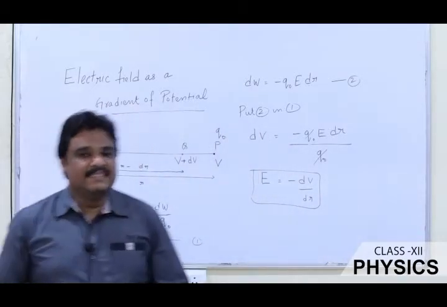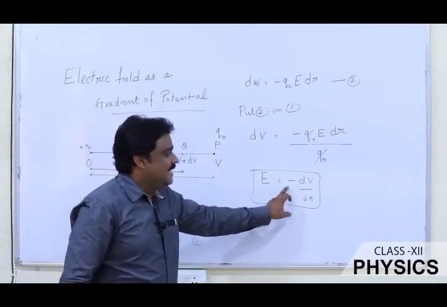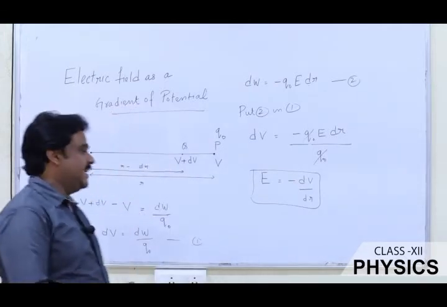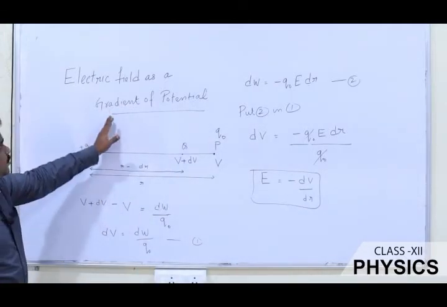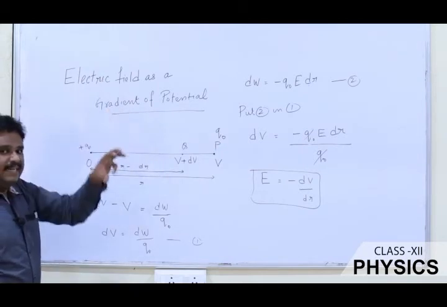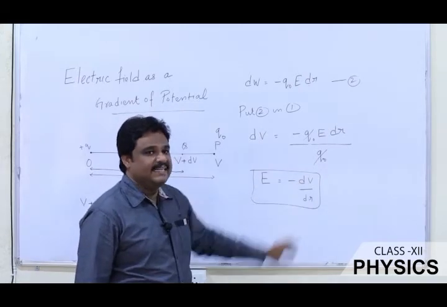Once again, it is the relationship that shows that electric field is the negative gradient of potential at any point. Once again, I am going to repeat the entire derivation. We are supposed to establish electric field as a gradient of potential, and finally we are going to get electric field will be the negative of potential gradient at that point.